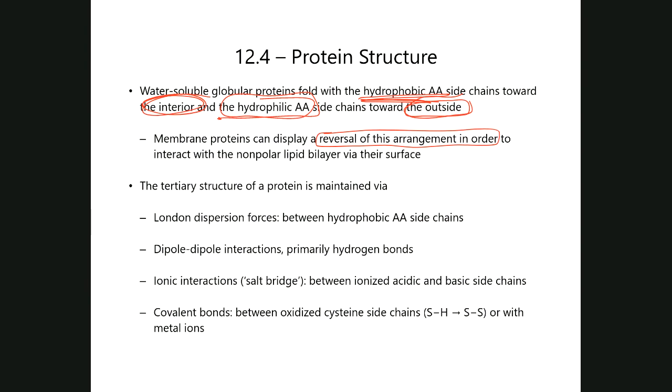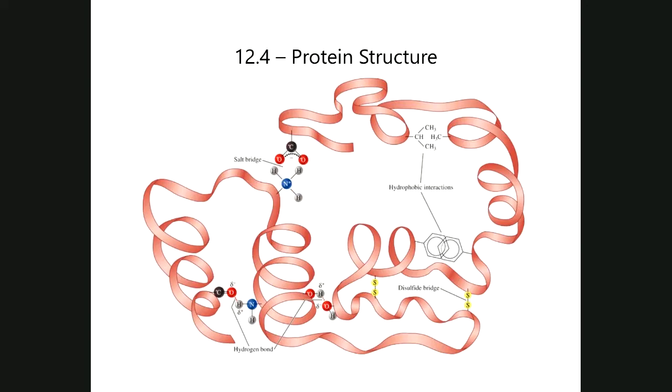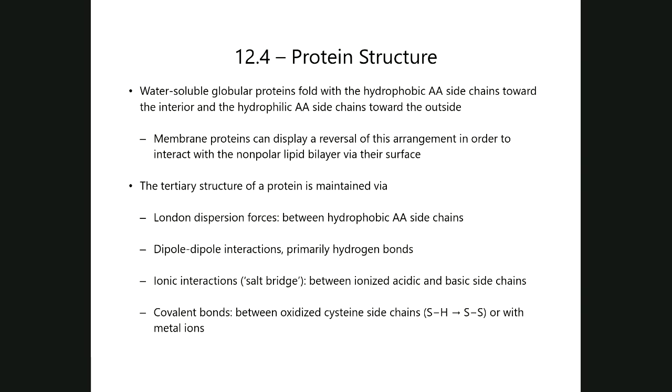So as I mentioned, tertiary structure is maintained by a combination of any of the various types of interactions that can exist between atoms and even larger structures. Again, London dispersion forces is what is involved between hydrophobic amino acids, things that are completely nonpolar. They will be interacting with each other through these types of interactions. If I go back one slide, when you have hydrophobic side chains that are all made of hydrocarbons, these are interacting with each other through these types of London dispersion forces.